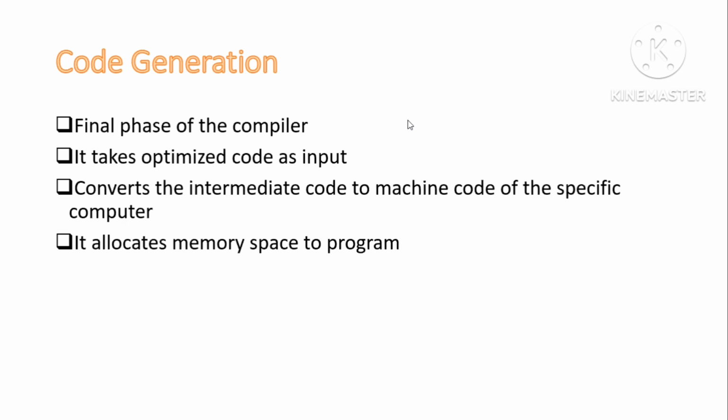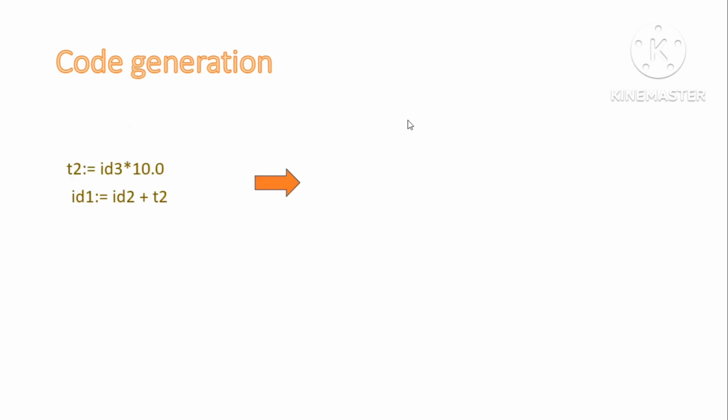Now we will take an example here. I take the previous example, T2 equal to ID3 star 10.0. Now you take the first instruction, first we will take 10.0. When you take this 10.0, first we have to move this to a specific register. A register is nothing but a small memory location which is available inside a processor. Now I just use MVI, move immediate. So I move this 10.0 to a register called A.